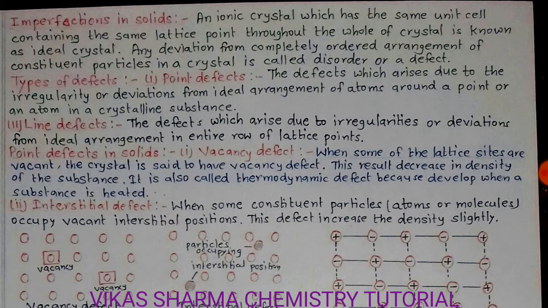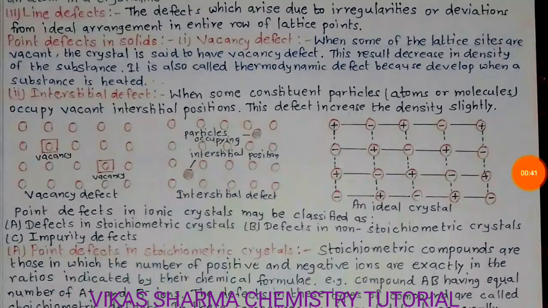First one, point defects. The defect which arises due to the irregularity or deviations from the ideal arrangement of atoms around a point or an atom in a crystalline substance. Second one, line defects. The defect which arises due to irregularity or deviations from the ideal arrangement in an entire row of lattice points. So, point defects in solids.